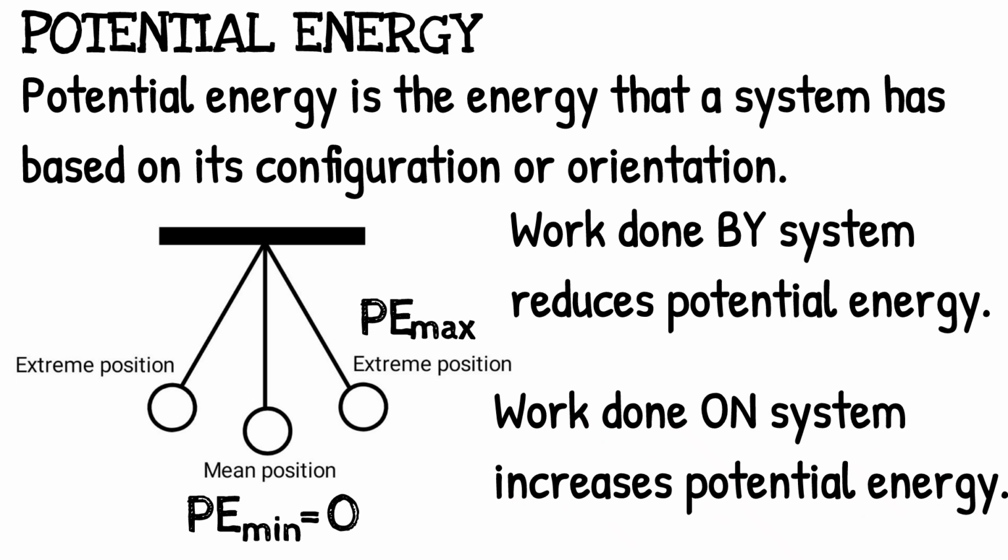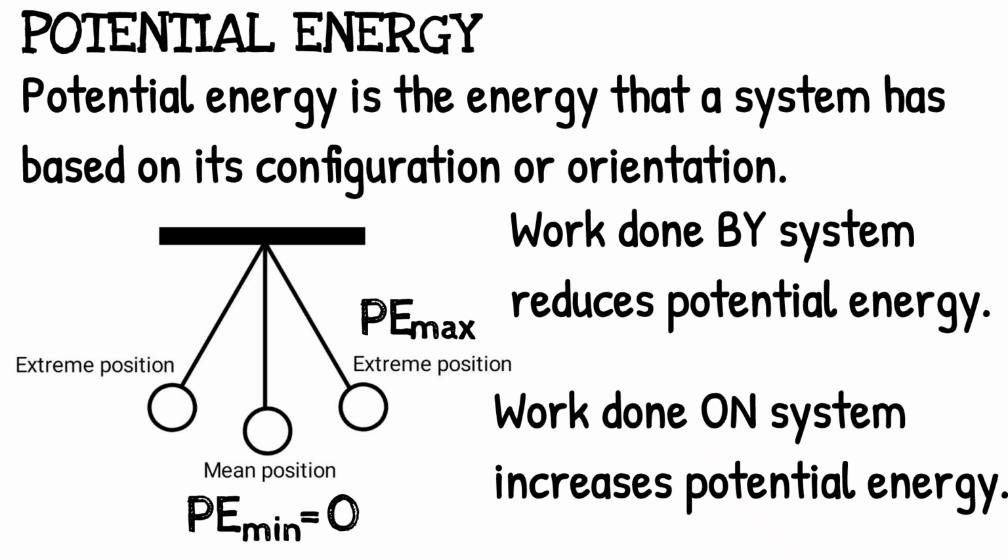Work done on system increases potential energy. Now we have seen that at the extreme position, potential energy is maximum. At the mean position, potential energy is minimum. So in what direction do we move to say that the potential energy is being increased? That direction is from mean position to extreme position, not from extreme position to mean position.